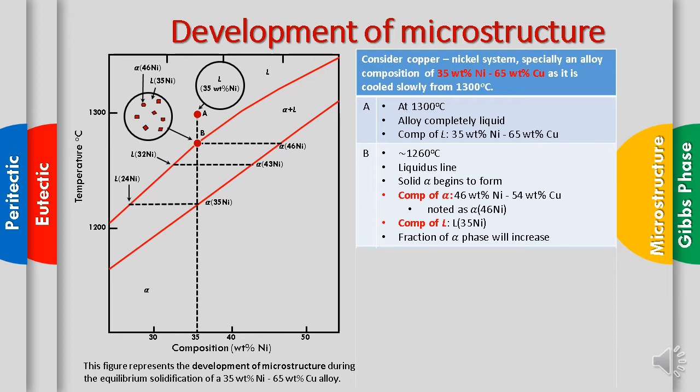The schematic diagram of this composition, basically we can write something like this, where the nucleation of alpha starts to take place at 46% nickel. And then the rest is the liquid composition.